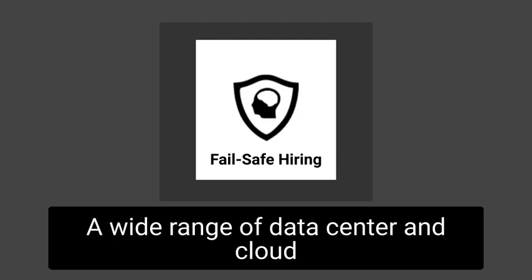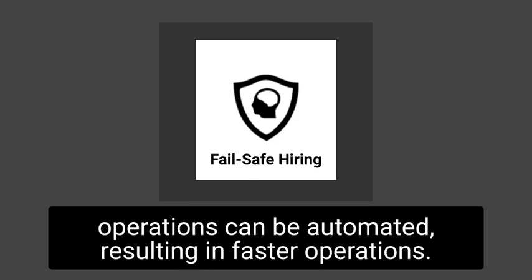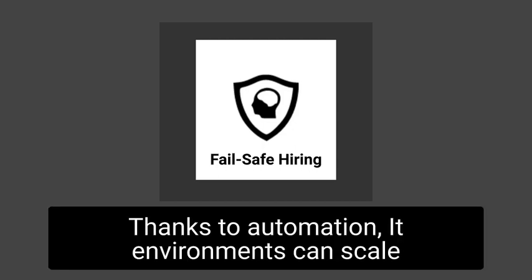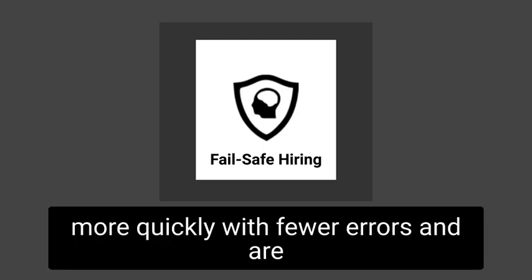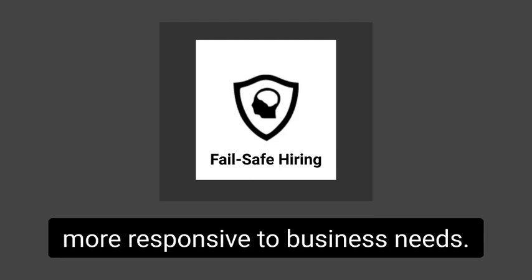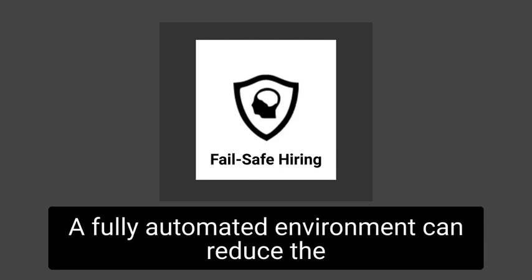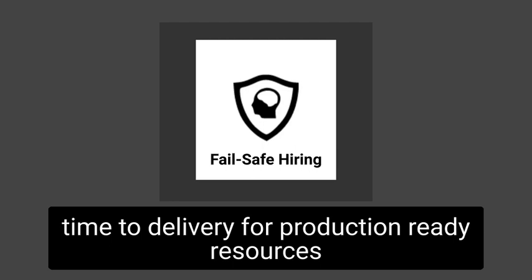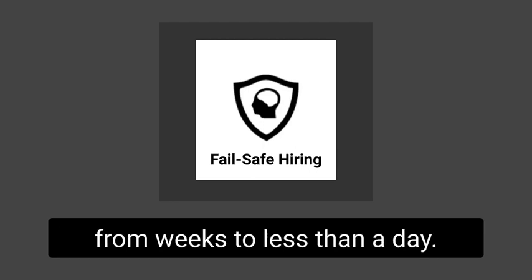A wide range of data center and cloud operations can be automated, resulting in faster operations. Thanks to automation, IT environments can scale more quickly with fewer errors and are more responsive to business needs. A fully automated environment can reduce the time to delivery for production-ready resources from weeks to less than a day.